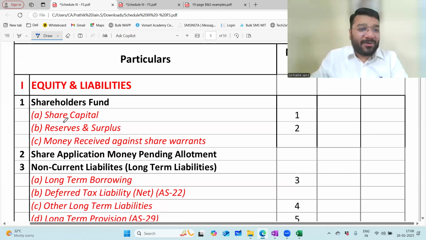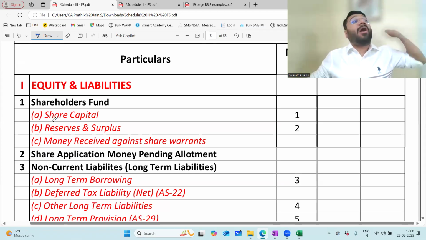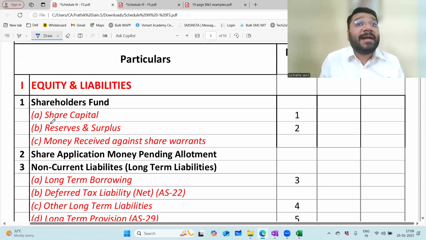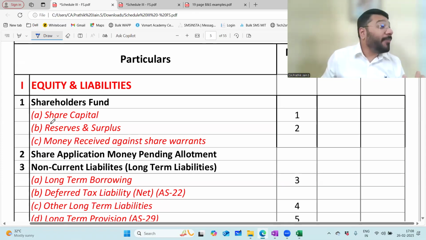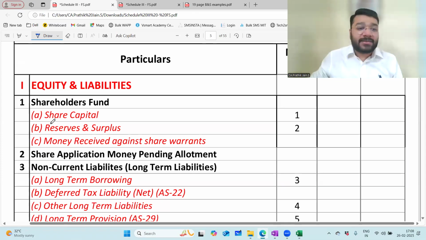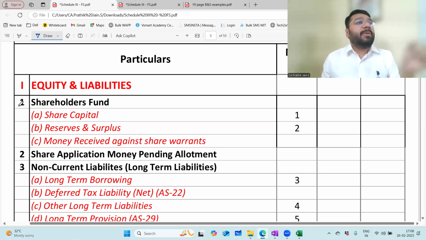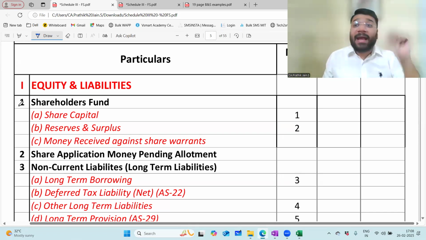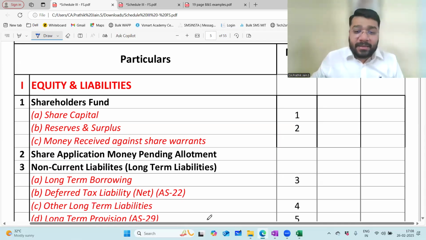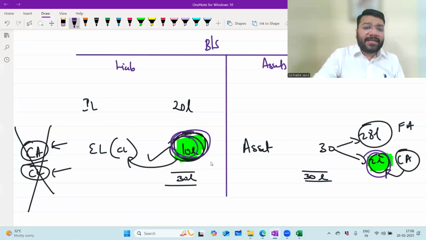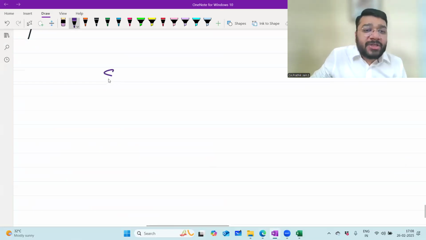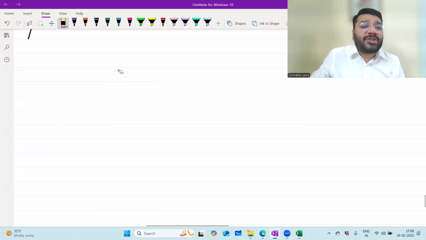Now, under equity and liabilities, we have multiple broad categories. How many broad categories? 4 broad categories. 2 categories for equity, 2 categories for liability. So what are the 4 broad categories, sir? Very simple. We have something called share capital.